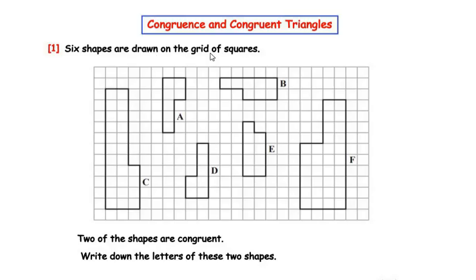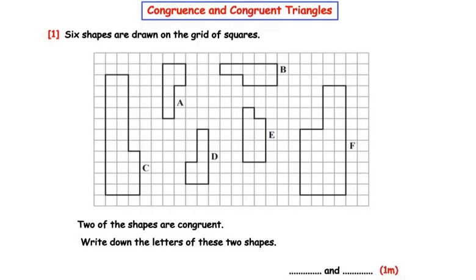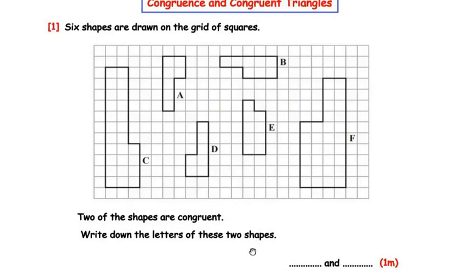6 shapes are drawn on the grid of squares. 2 of the shapes are congruent. Write down the letters of these 2 shapes.